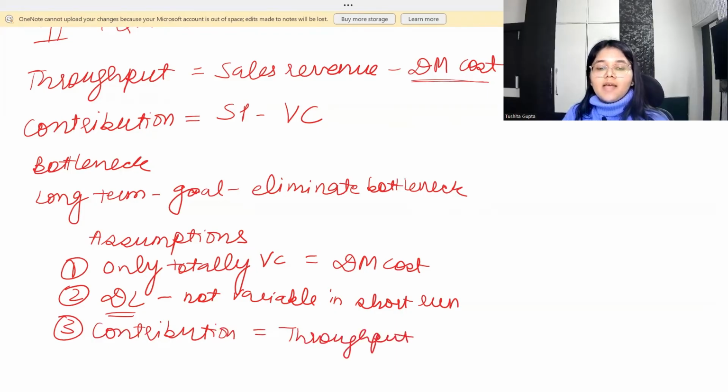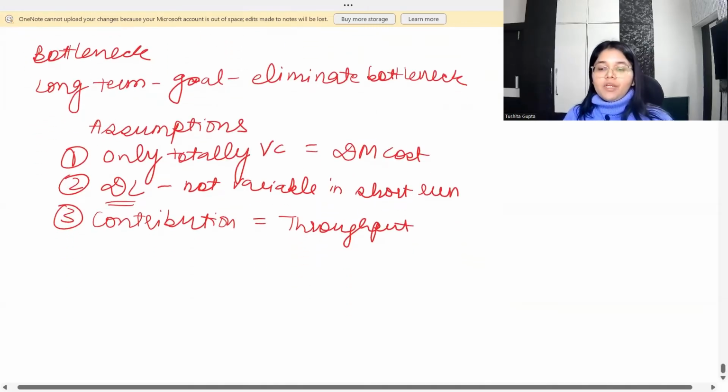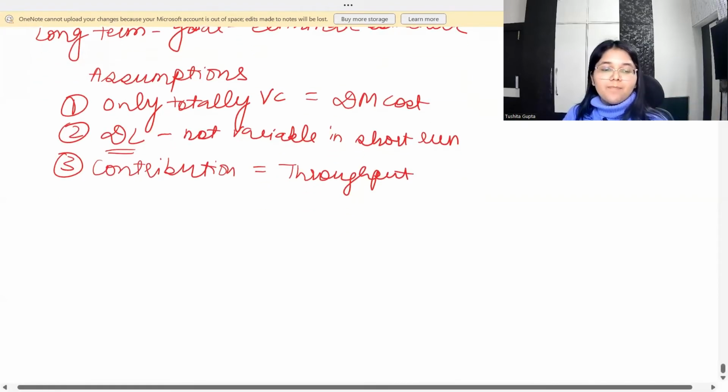Right? So these are the three assumptions that we have under throughput accounting. Now, throughput accounting is again based on the theory of constraints. Theory of constraints is useful when there is one resource that is blocking you from earning higher throughput. So according to the theory of constraints, there are four steps.